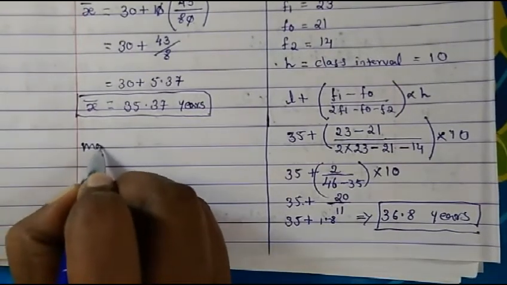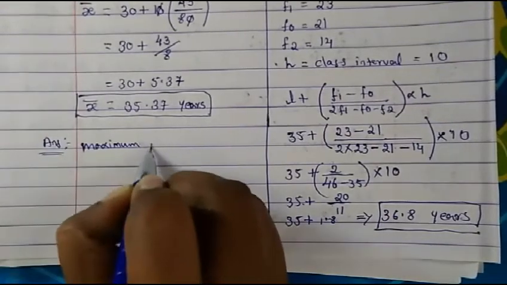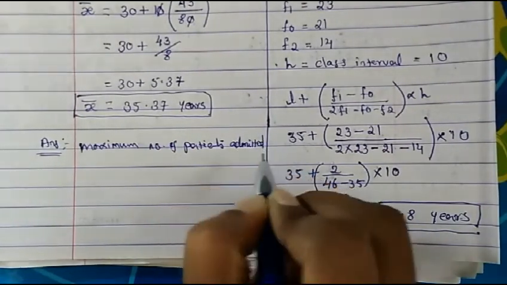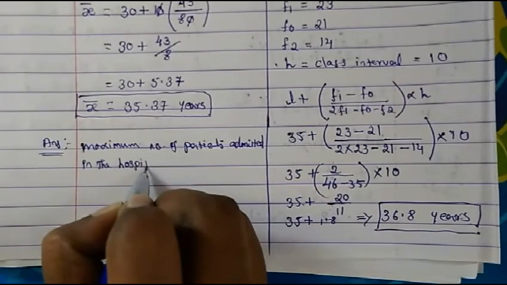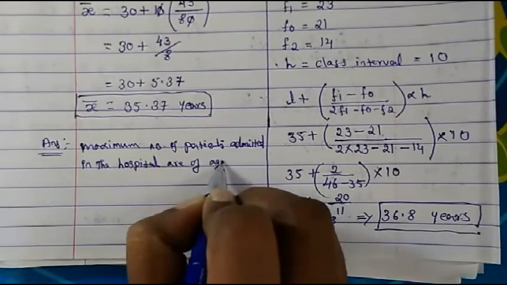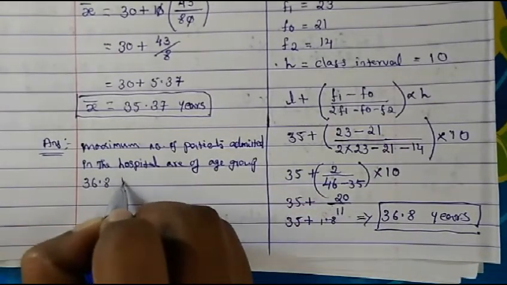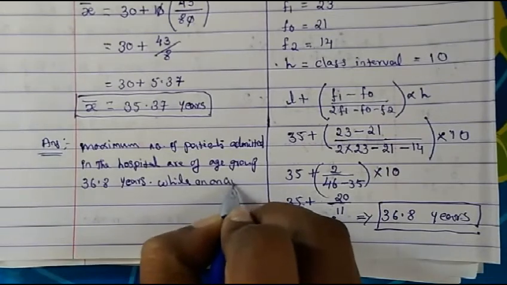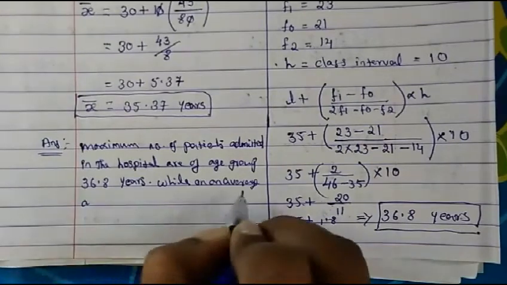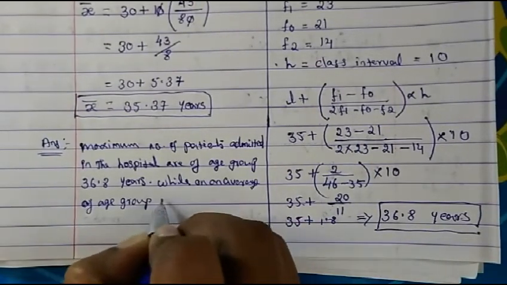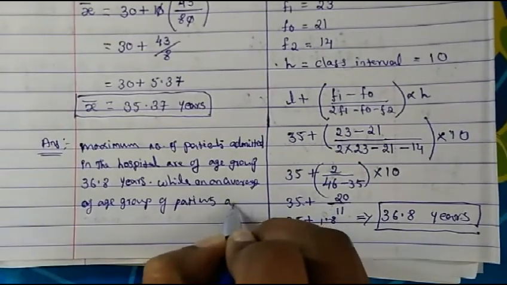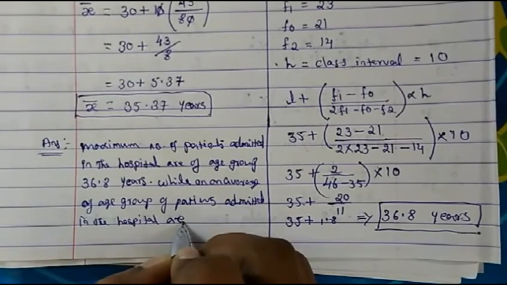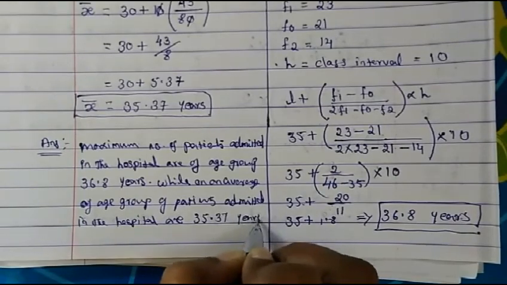Answer: Maximum number of patients admitted in the hospital are of age group 36.8 years, while on an average, the age group of patients admitted in the hospital are 35.37 years. That's it. Thank you.